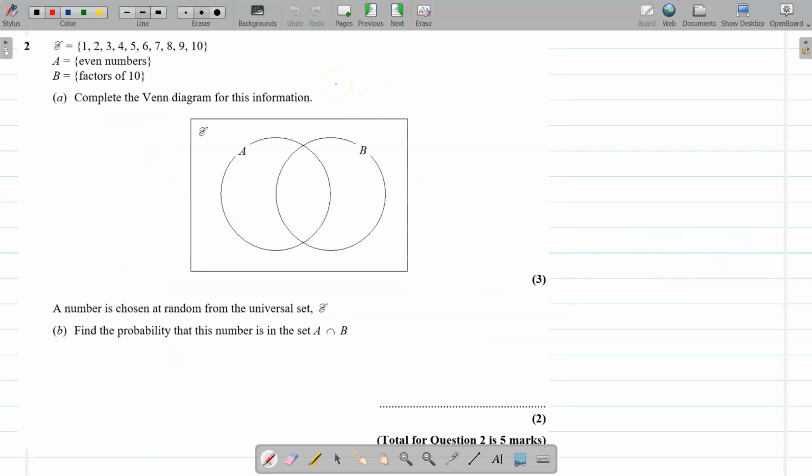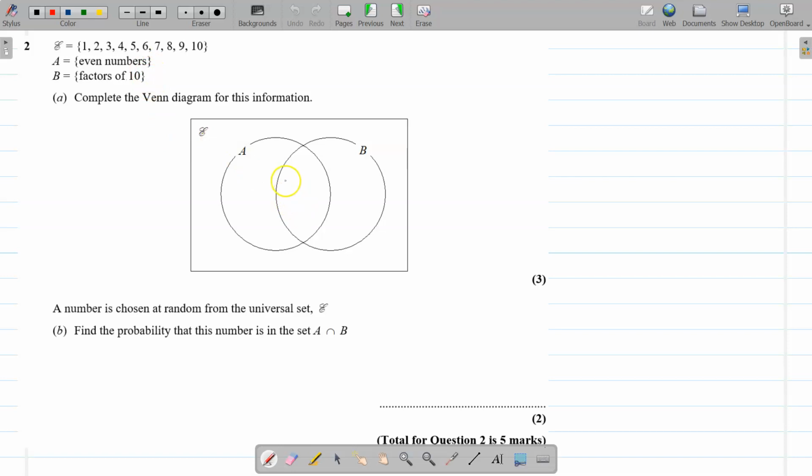This is another Venn diagram question as it happens. The universal set is the numbers 1 to 10, the counting numbers. A are even numbers only, and B are factors of 10. Some of those belong to both groups.